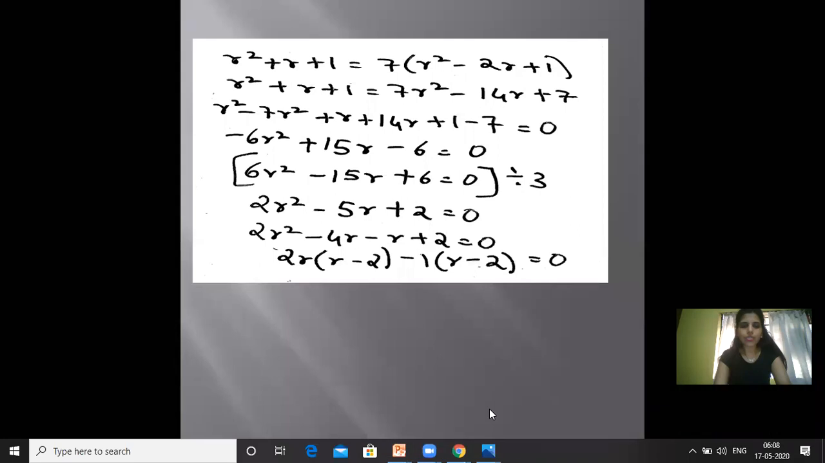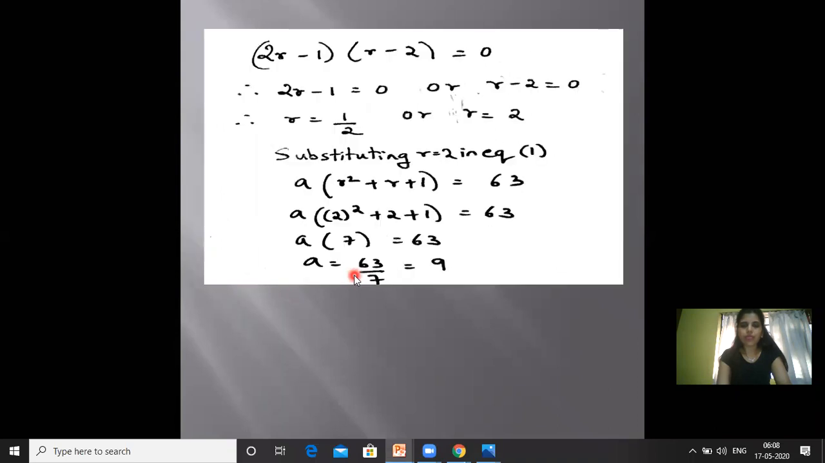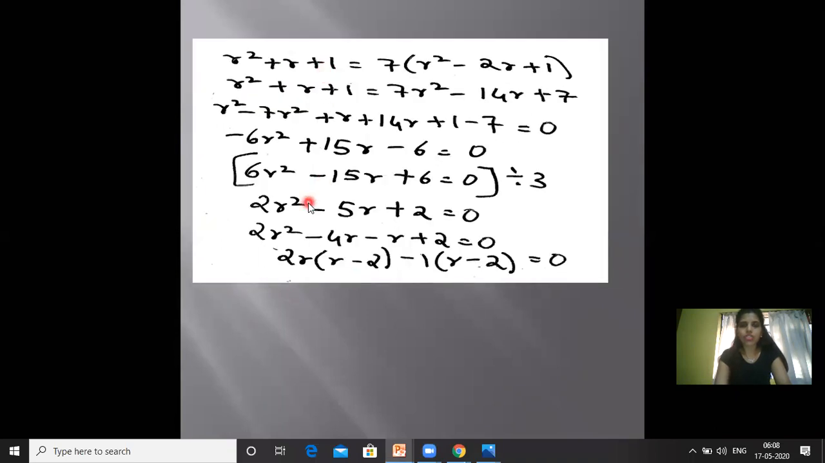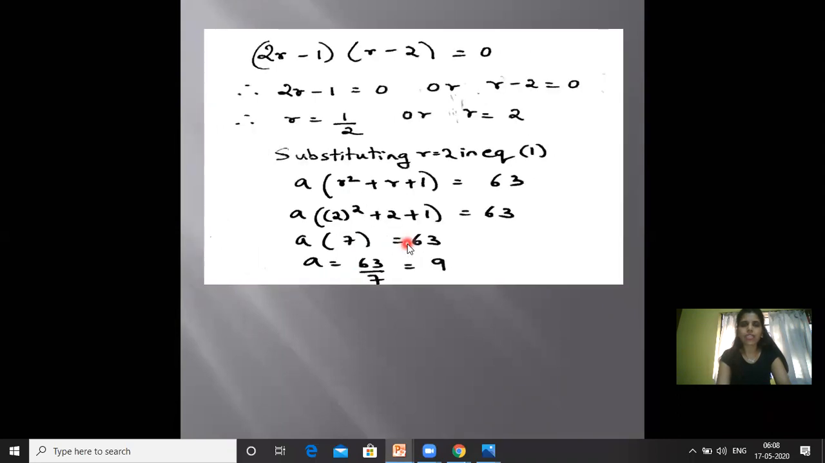Now what we do is we will be taking 2r minus 1, that is outside the bracket, in one bracket, and r minus 2 in another bracket is equal to 0. So 2r minus 1 is equal to 0 or r minus 2 is equal to 0. So r is equal to 1 upon 2 or r is equal to 2.